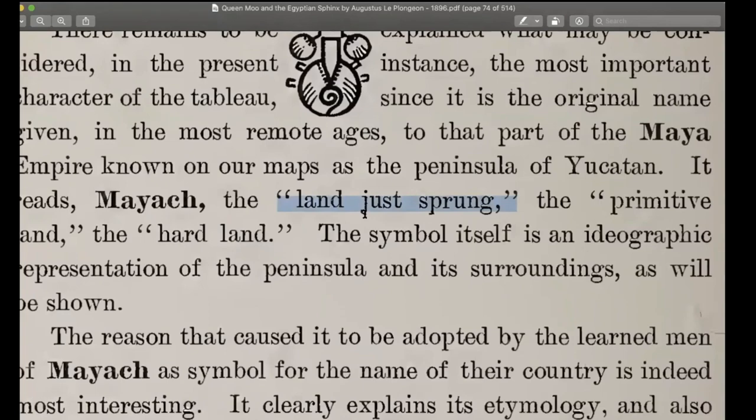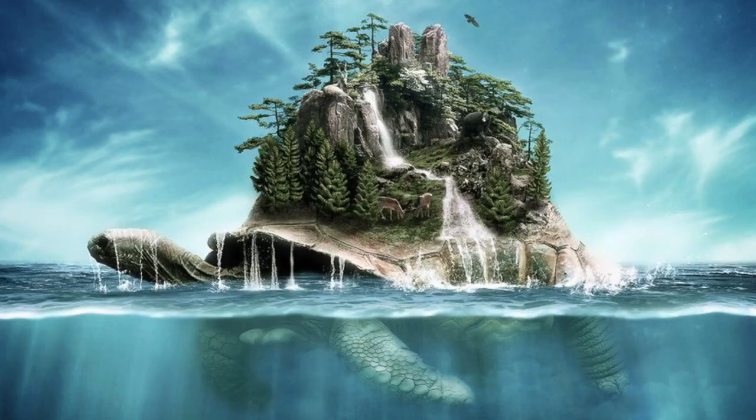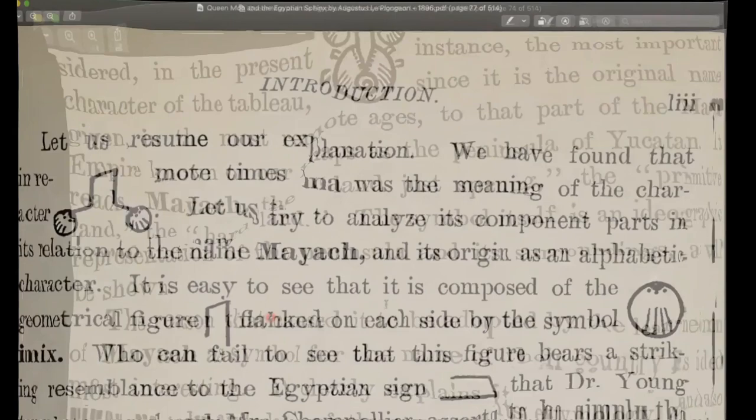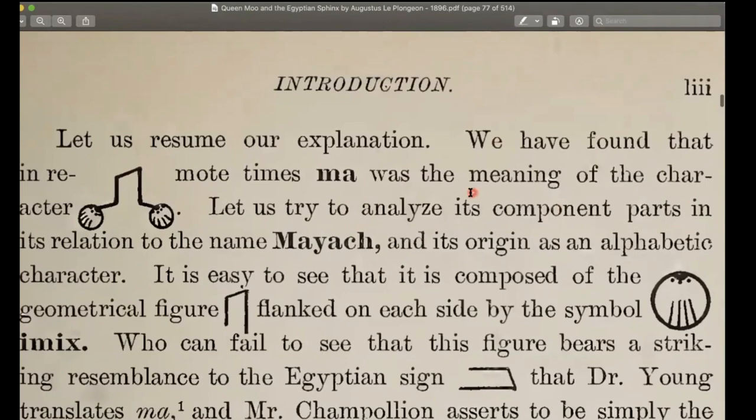The land just sprung. The primitive land. The hard land. We're talking about turtle, right? Mayak, ak, turtle. Remember, land, ma, and the why, the waters. Turtle, the primitive land. Remember what was his name, Louis Agassiz, told us that America is the true old world and the oldest land that came out of the primordial waters. Let us resume our explanation. We have found that in remote times, Ma was the meaning of the character. Let us try to analyze its component parts in relation to the name Mayak and its origin as an alphabetic character.